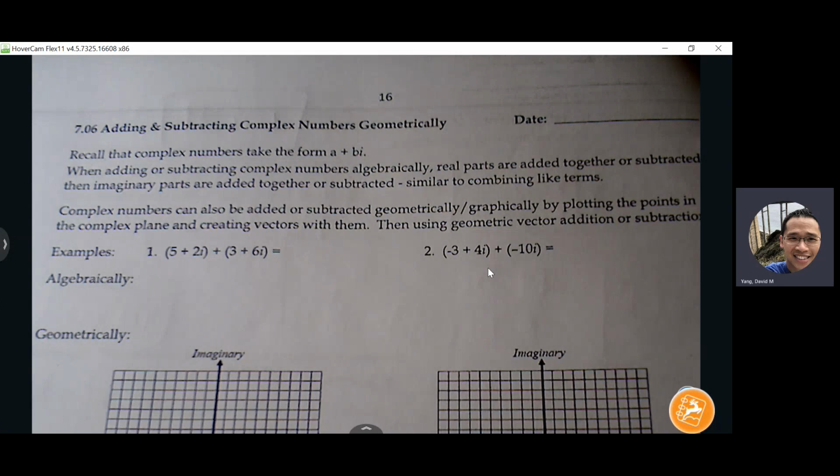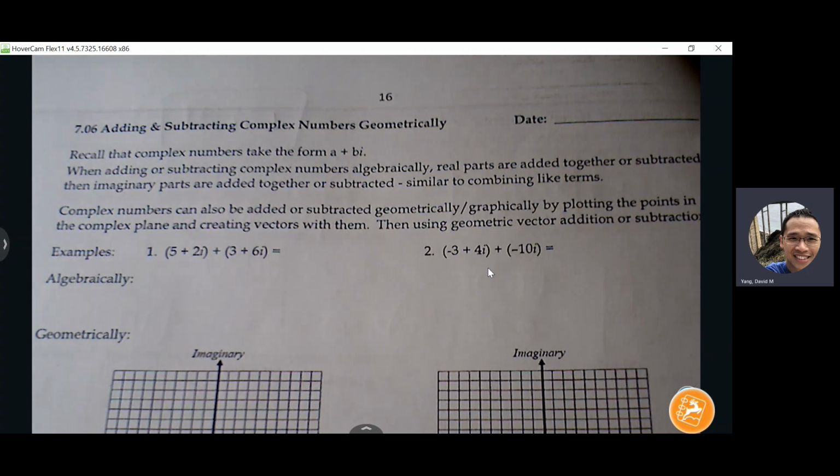Recall that complex numbers take the form of a plus bi. When adding and subtracting complex numbers algebraically, the real parts get combined together, and then the imaginary parts are combined, similar to adding like terms. Complex numbers can be added or subtracted geometrically or graphically by plotting the points in the complex plane and creating vectors with them, then using geometric vector addition or subtraction.